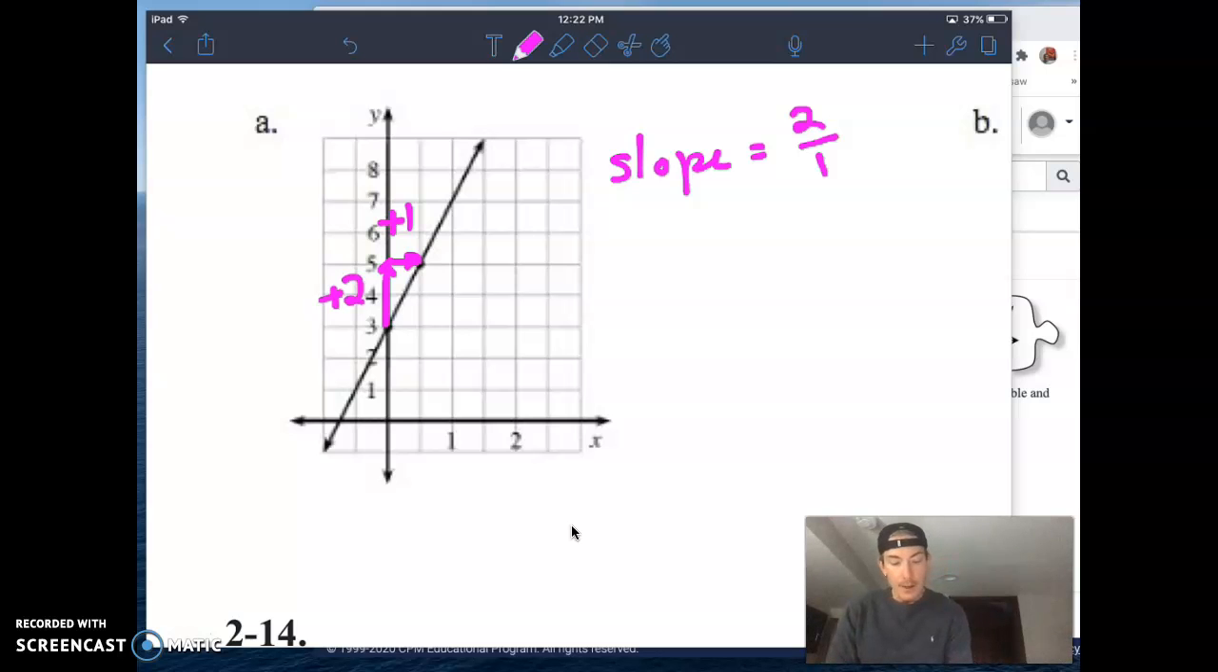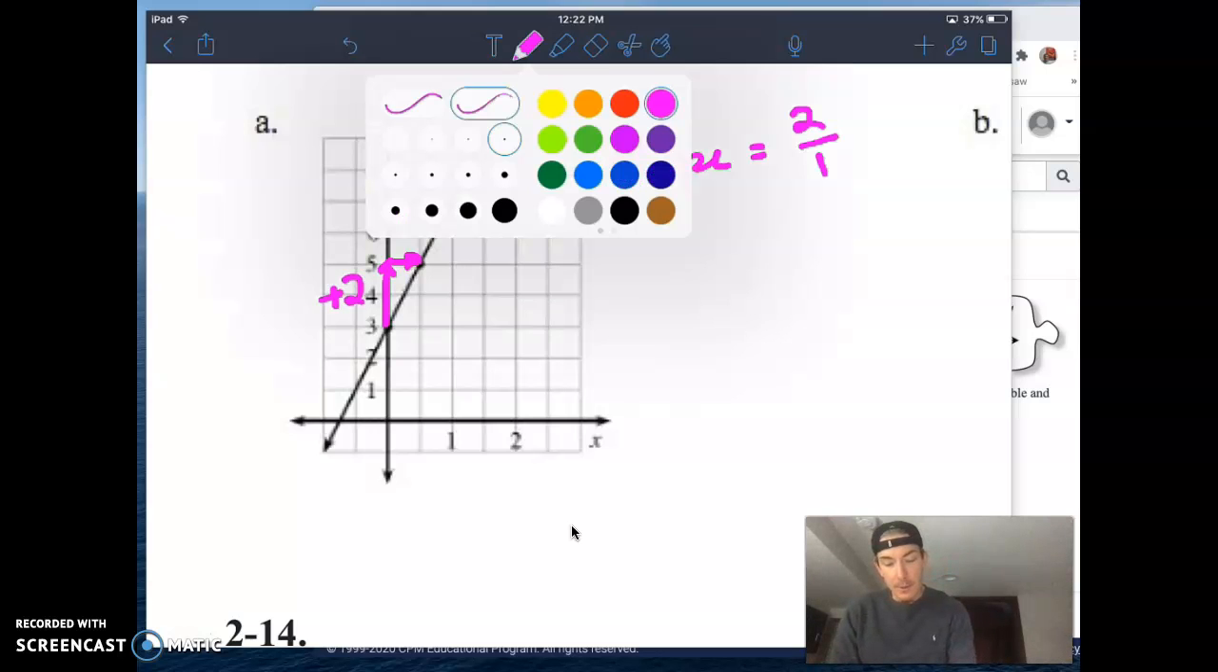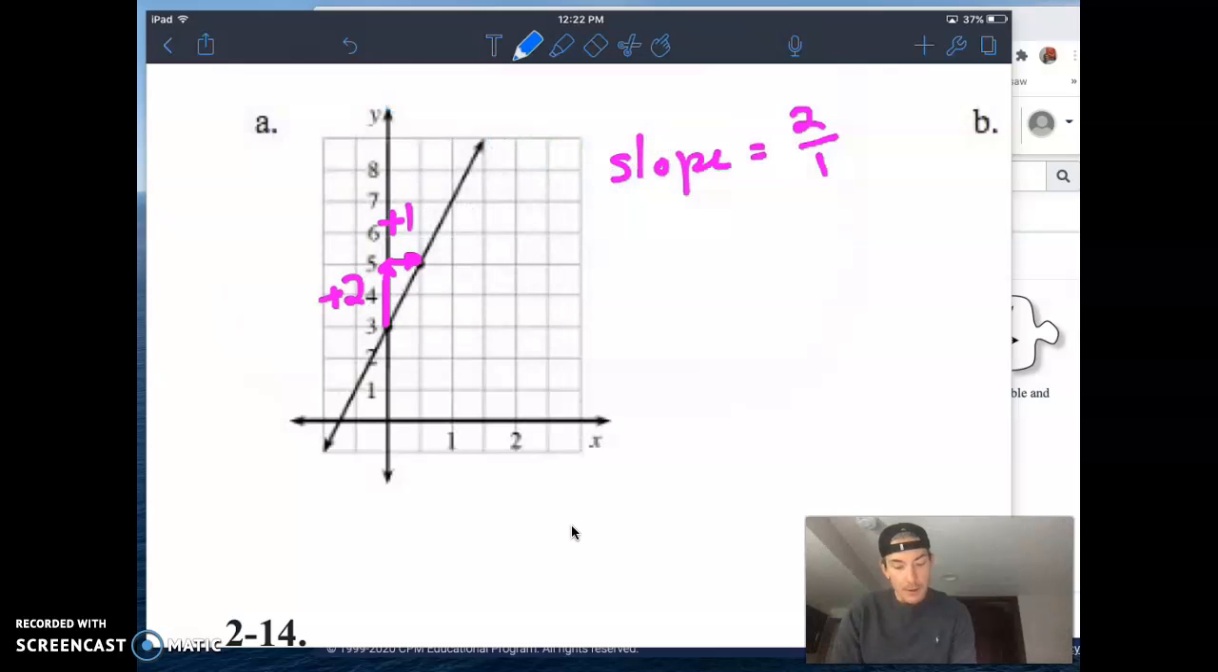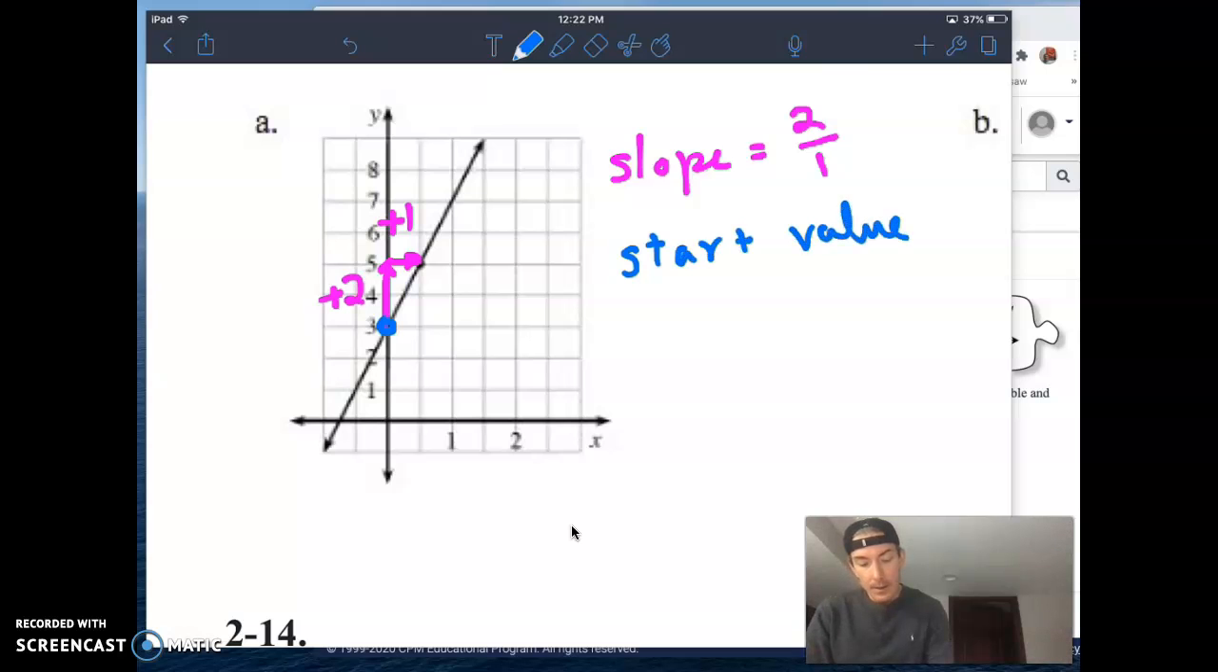The other particular thing I'll need is my starting value. And my starting value, I'm going to choose just a different color for this. My starting value is where I cross the y-axis. And that point is specific because that's when x is 0, right? That's my 0 figure, right? So when x is 0, where am I on the y-axis? And in that particular case, my start value is 3, right? Because this line crosses right here at 3. And that really tells me everything I need to know.